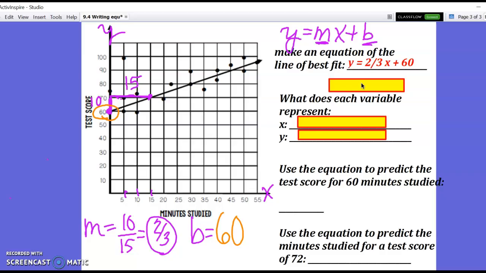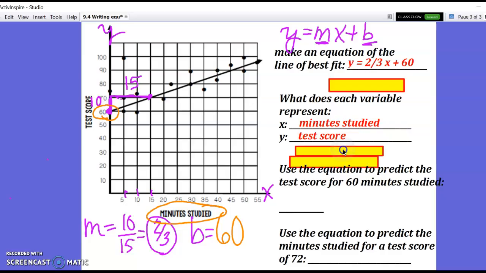Next, I want you to pay attention to this graph and look at the labels. What does each variable represent? What is x standing for? If you said the number of minutes studied, then you are right. You can locate what x stands for down here along the bottom where you see the label. What does the y value stand for? If you said test scores, then you are right. And again, you can locate what the variables are representing for the graph along the sides of the graph, along the x and y axis.